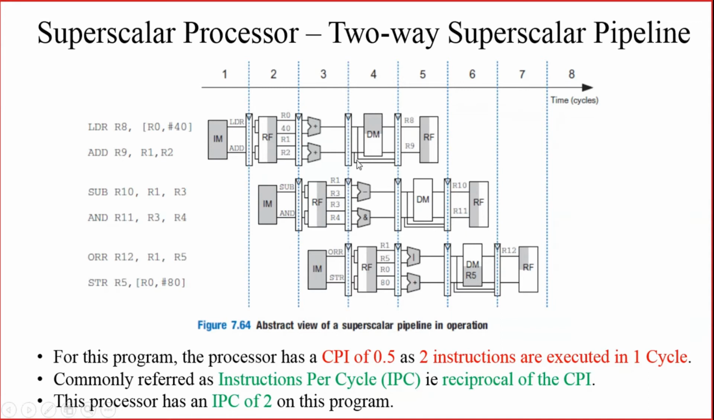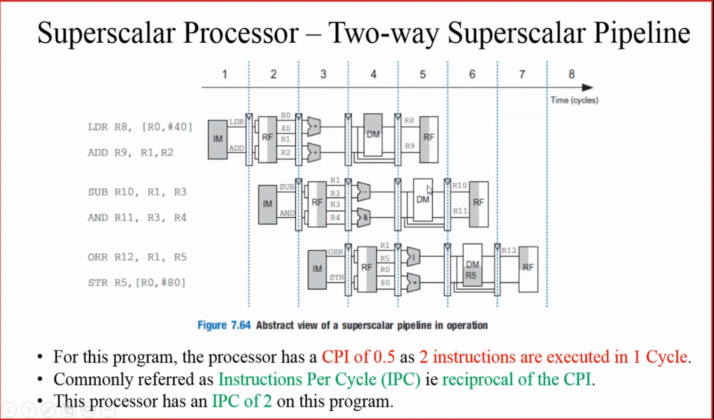So this stage will be bypassed through this line. Instead of going to data memory, through this line, the output, the addition of R1 and R2, will be taken, and it will be written onto the register file. In which register? R9. Right. So data memory access is not required here because the result is written back to R9.